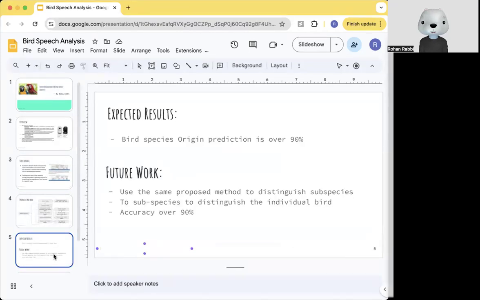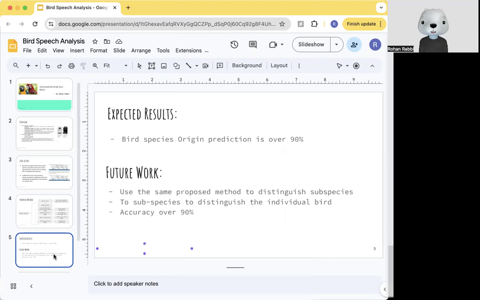Now I'm going to talk about expected results. I'm still running my run.sh VoxCeleb recipe and waiting on the results to come out. So I'm expecting the species prediction accuracy over 90% by the end of tonight.